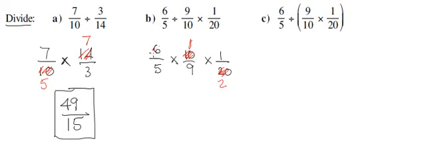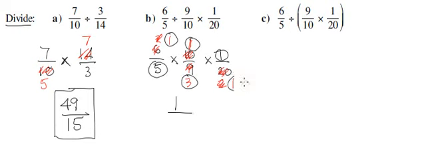6 and 9, I can do 6 divided by 3 is 2. 9 divided by 3 is 3. And last thing, I've got 2 and 2 here. 2 divided by 2 is 1. 2 divided by 2 is 1. So what's left? 1 times 1 times 1. And downstairs, 5 times 3 times 1 is 15.